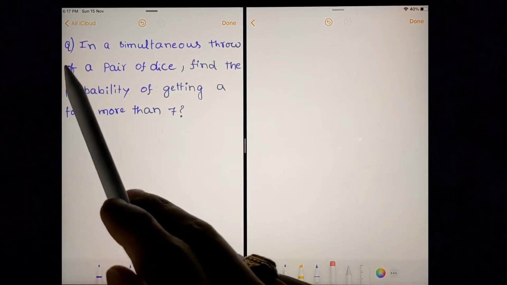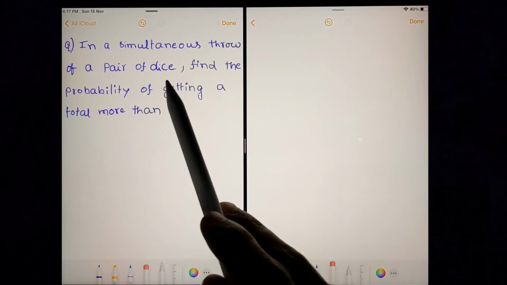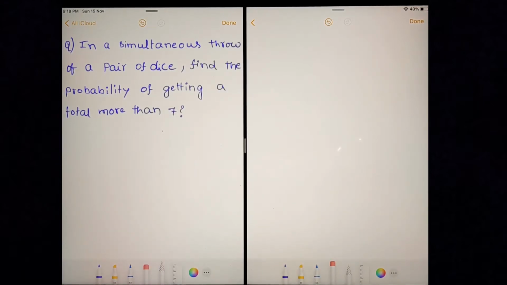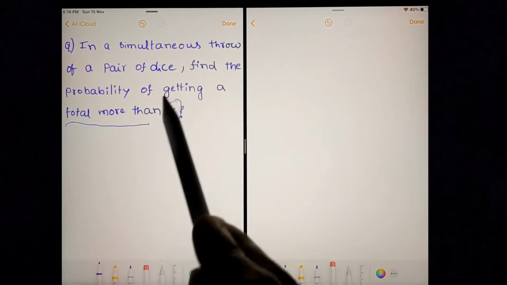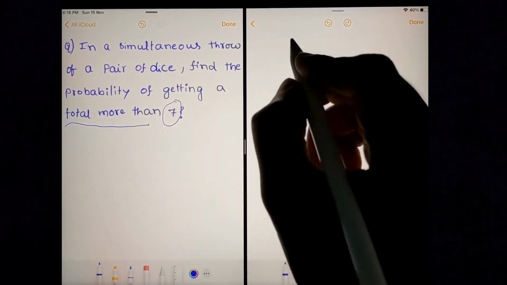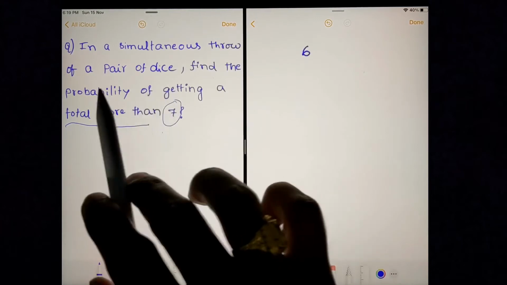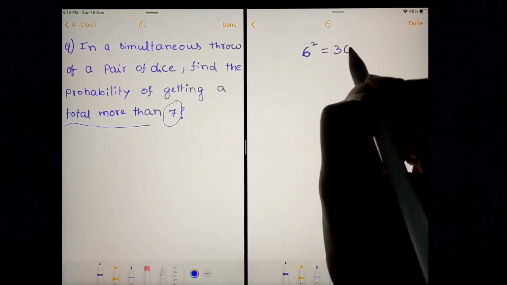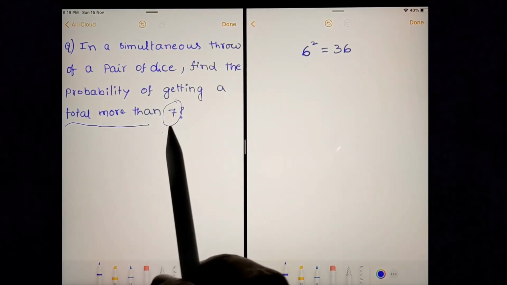Okay. Question is, in a simultaneous throw of a pair of dice, find the probability of getting a total more than 7. Whenever we see total more than something, these kind of questions we can solve easily. When we throw a dice, total outcomes are 6. When we throw pair of dice, it means 2 dice. Total outcomes are 36.